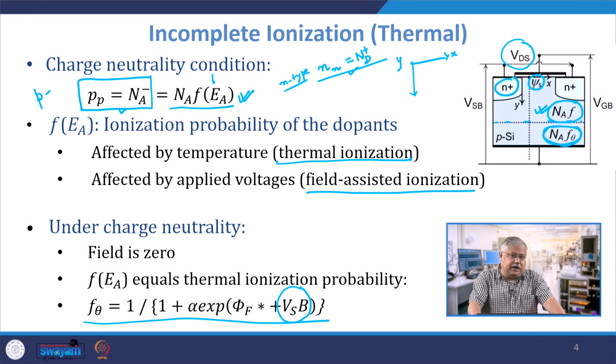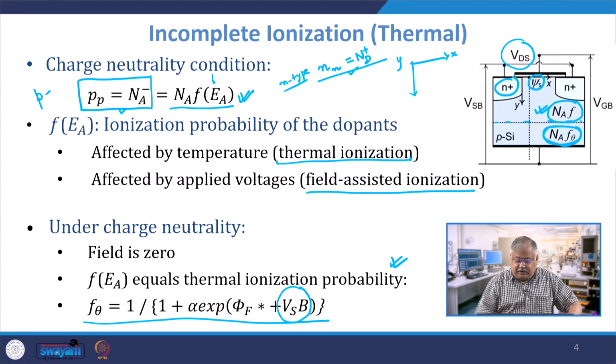If you look at charge neutrality, under charge neutrality, I am assuming that perfect charge neutrality is maintained, then the overall electric field will be equal to 0, and therefore F of EA in that case equals the thermal ionization probability. In the absence of any electric field, whatever ionization is happening is primarily because of thermal ionization. In this case, F theta is 1 over 1 plus alpha times exponential of phi f star plus VSB. VSB is the source to bulk.